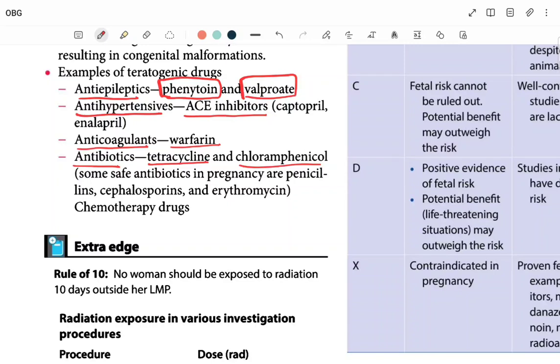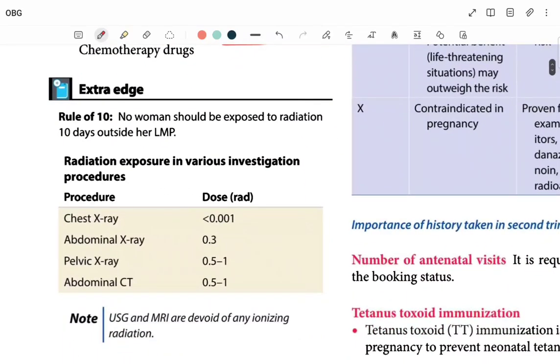So, what are the safe antibiotics in pregnancy? Safe antibiotics are penicillin, cephalosporins, and erythromycin. So, there is something known as the rule of 10. What is this rule of 10? The rule of 10 states that no woman should be exposed to radiation 10 days outside her LMP.